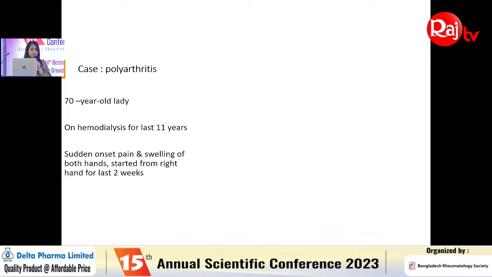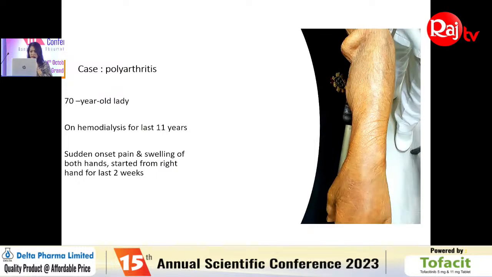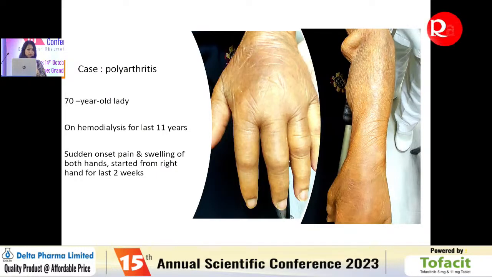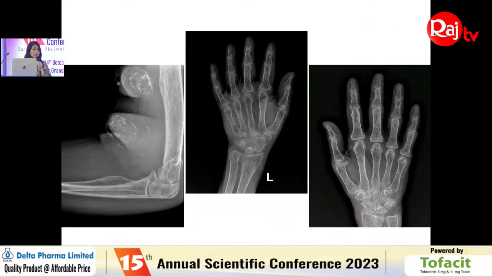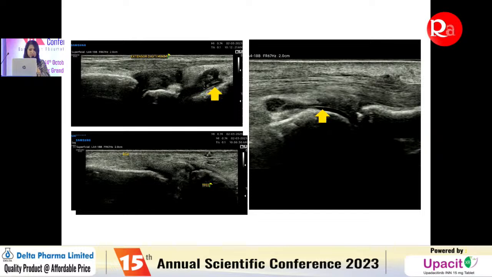This 70-year-old lady has a history of hemodialysis for the last 11 years, and presented with sudden onset pain and swelling of both hands, started from the right hand, for the last 2 weeks. And these are images of the hand swelling, and these are X-ray images. I'm not going to discuss the X-ray; there are multiple findings on X-ray. But when we did ultrasound, we found hyperechoic shadow in the wrist joint synovium and hyperechoic shadow in the TFCC complex as well. And in the MCP joint, you can see synovial proliferation and hyperechoic shadow in between the synovium. So this indicates that the patient has CPPD disease, which is very common in hemodialysis patients due to secondary hyperparathyroidism.